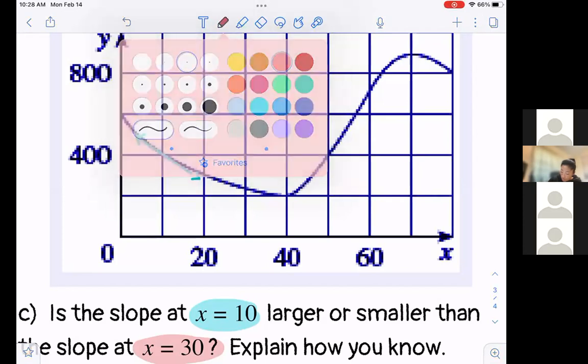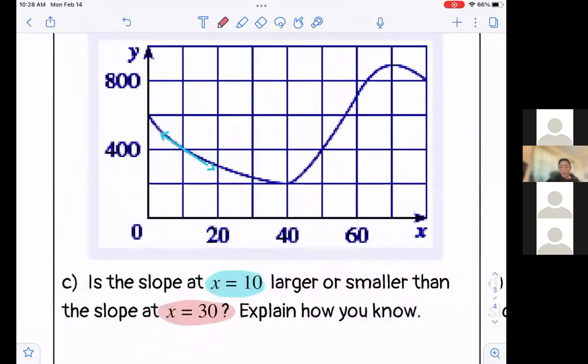What could I choose if I wanted to estimate the slope at x equals 30, the red one? What might be some good x values to draw on here? Sure, why not? 29 and 31. So maybe here, here. And if I connect those, I get something kind of like this.